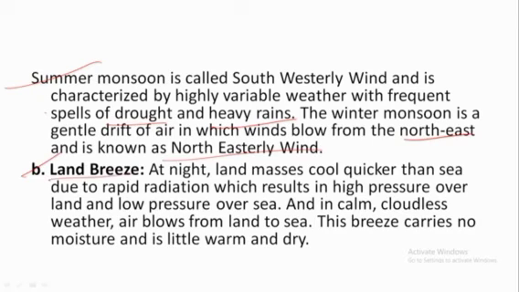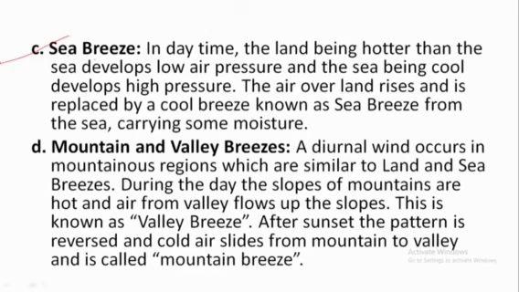At night, land masses cool quicker than the sea due to rapid radiation, which results in high pressure over land and low pressure over sea. And in calm, cloudless weather, air blows from land to sea. This breeze carries no moisture and is a little warm and dry. Let's examine the sea breeze.